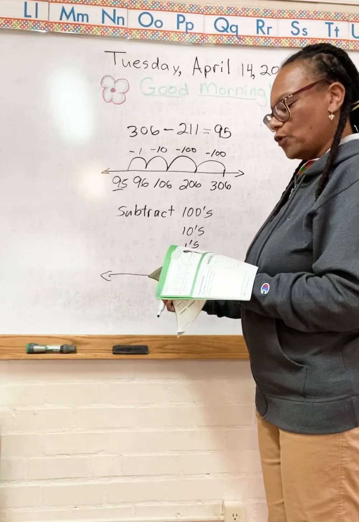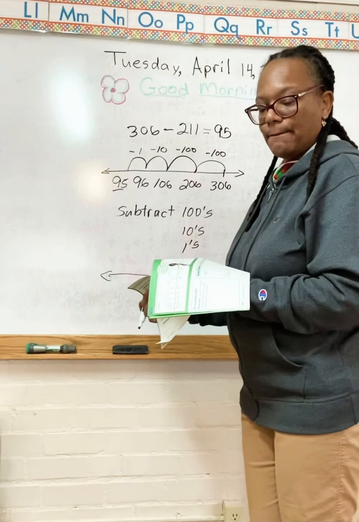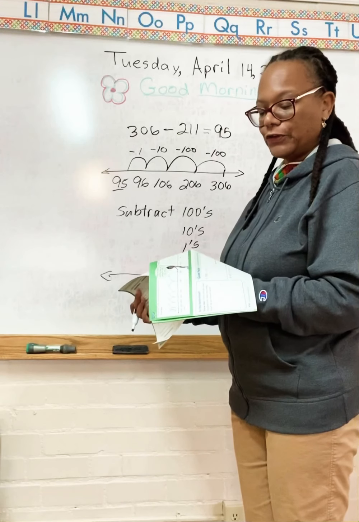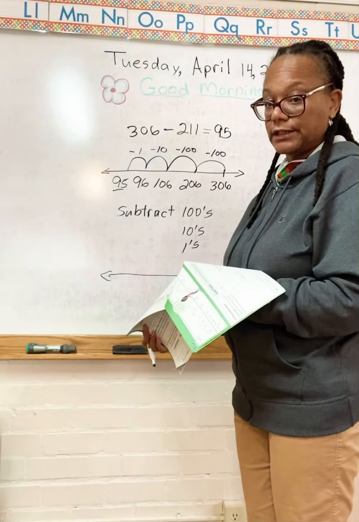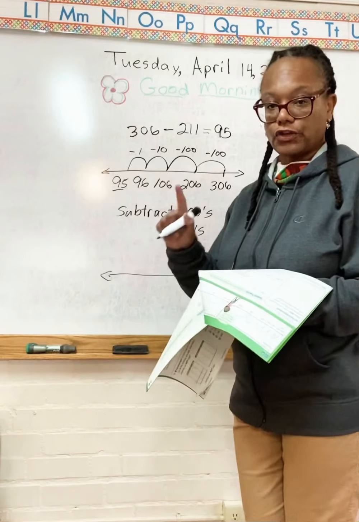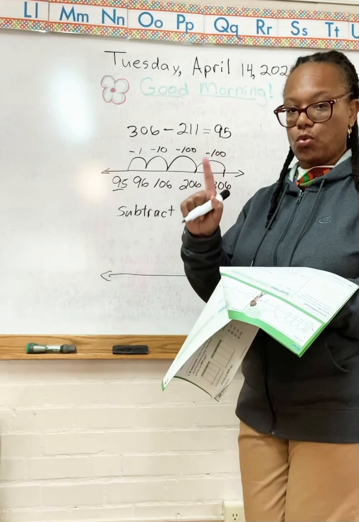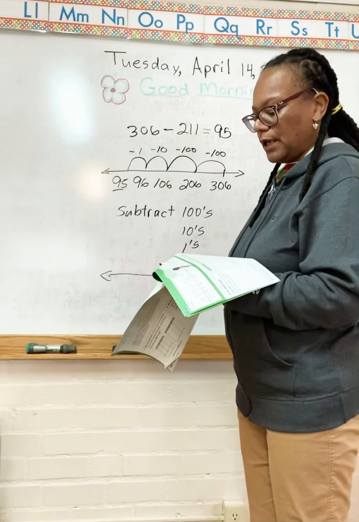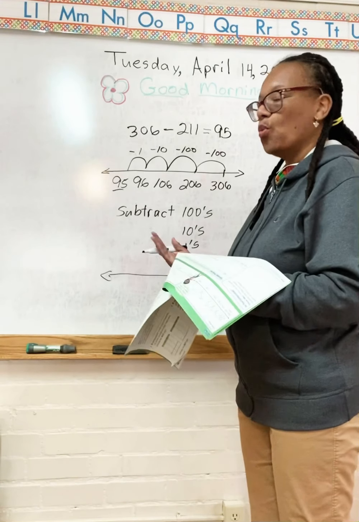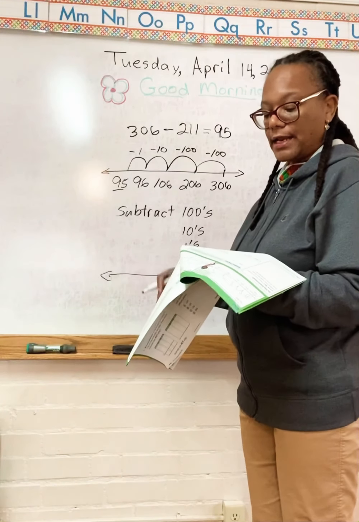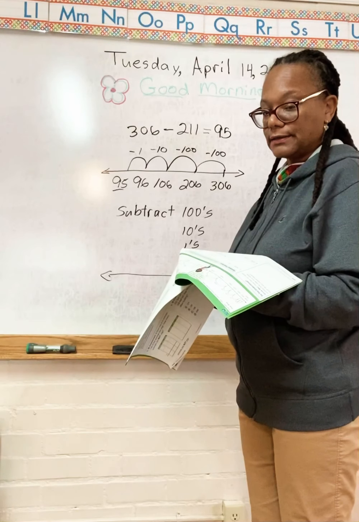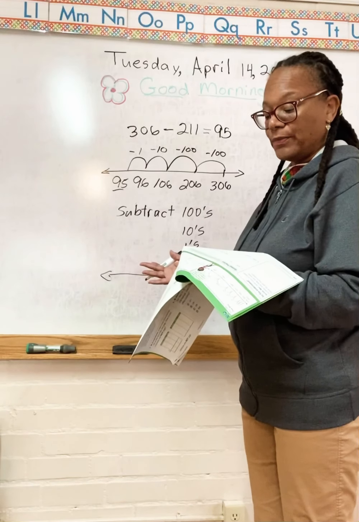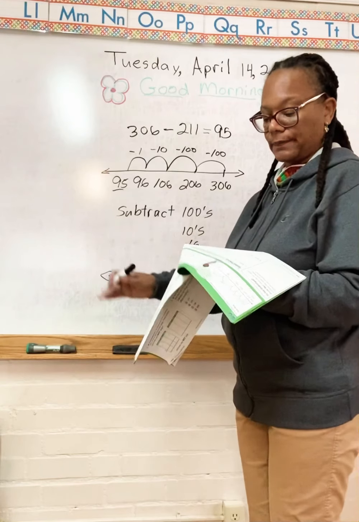So, 425 minus 115, how many hundreds is that you're subtracting? 1. So you're going back 100, as it says here. How many tens? 1. And how many ones? 5. So you're just subtracting.